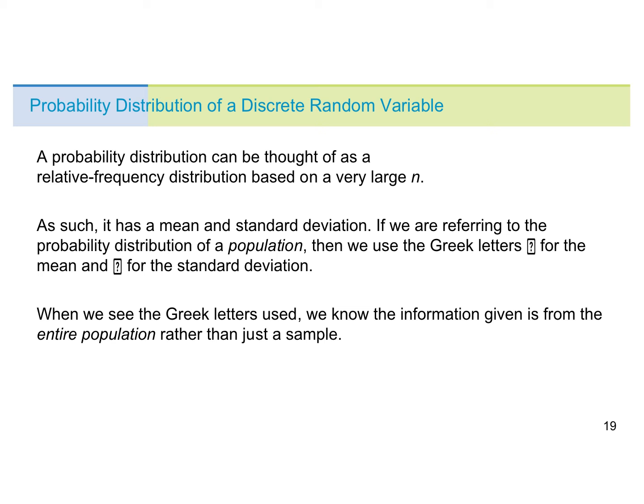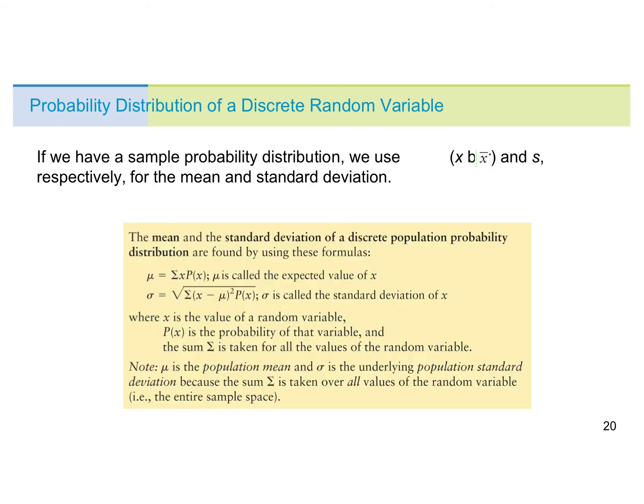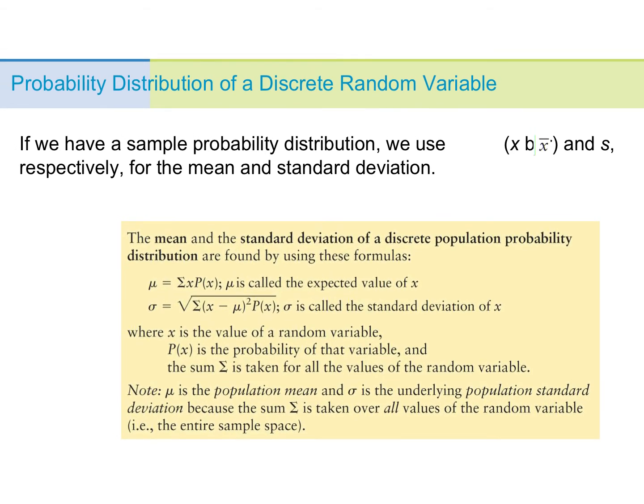Okay, so probability distribution can be thought as a relative frequency based on a very large n. It has a mean and a standard deviation. If we're referring to the probability distribution of a population, then we use the Greek letters mu for mean and sigma for standard deviation. Population, mu, and sigma. And here are your 2 formulas for the day.